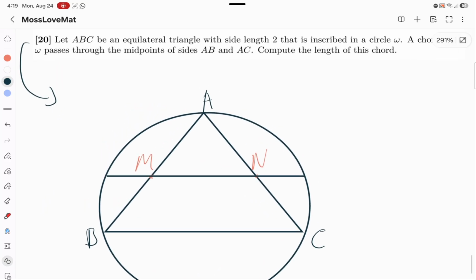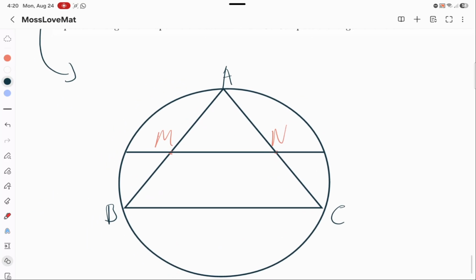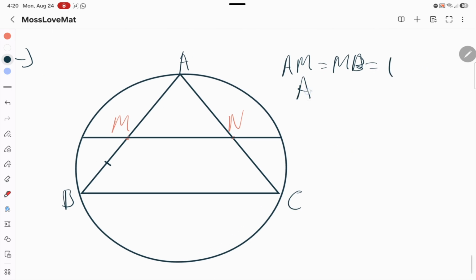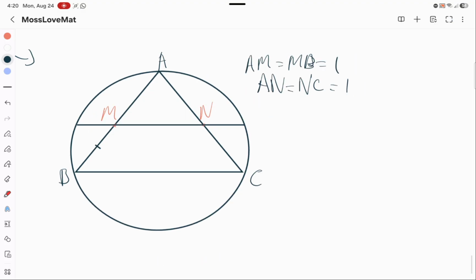Okay, we know that AM and MB are equal, so it is 1. AN equals NC, which equals 1. And yeah, we don't forget to write the center of the circle, O.